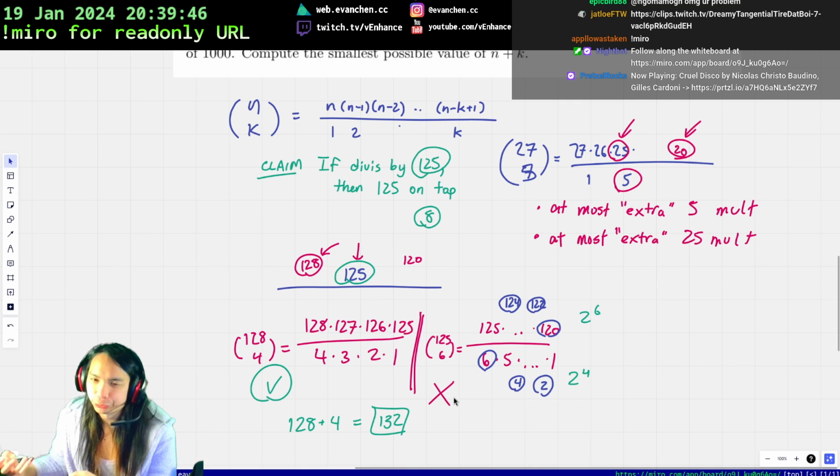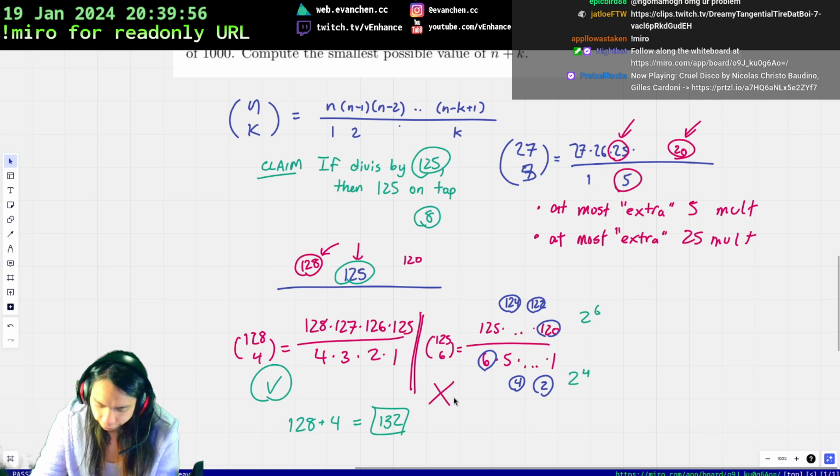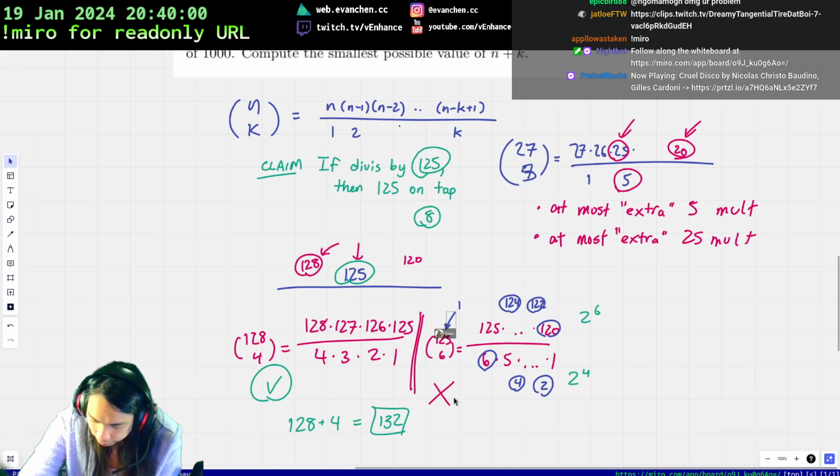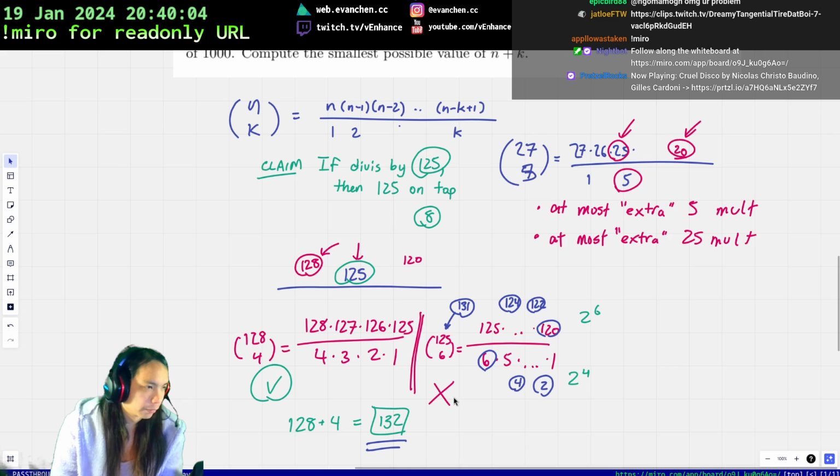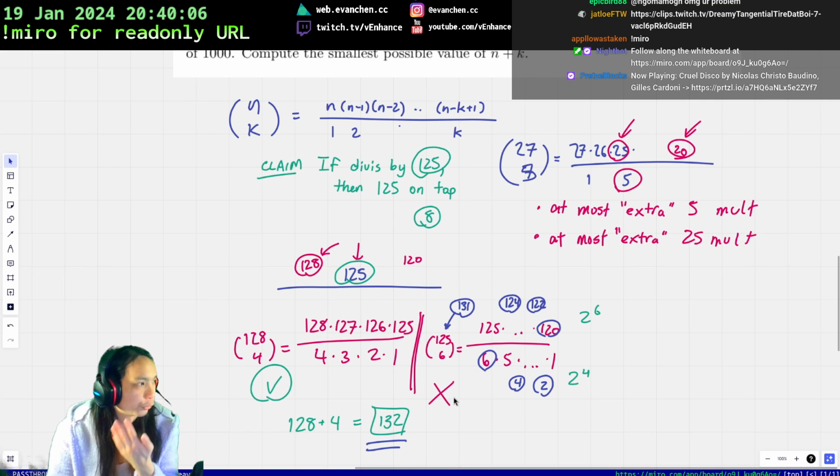You could also add on more numbers, like maybe you reach a little deeper in either direction. Like you put something in front of 125 or you put something after 120. But the issue is that this thing is already at 131. So if you increase it, you won't do better than the 132 anyways. So that's how you get this 132.